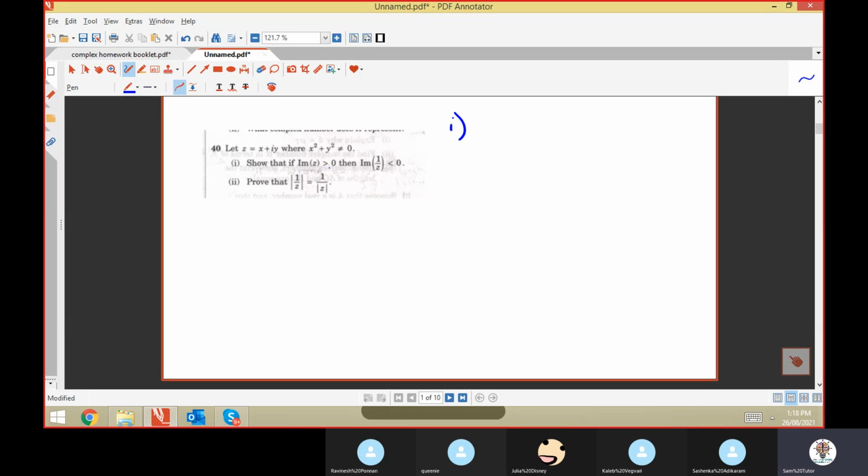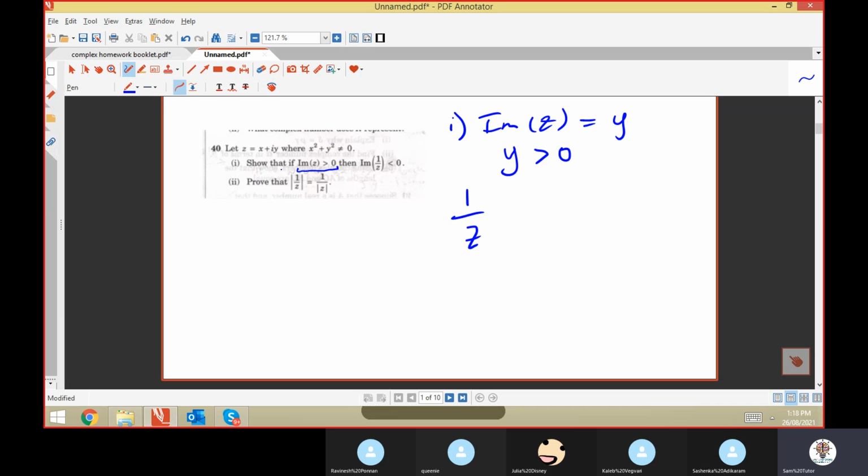What's the imaginary part of z? Y. Good. So essentially it's telling you that y is greater than 0. Beautiful. That's what it's trying to tell you. It just looks fancy. Sounds good? Then we're hoping that the imaginary part of 1 on z is less than 0. But what is 1 on z?